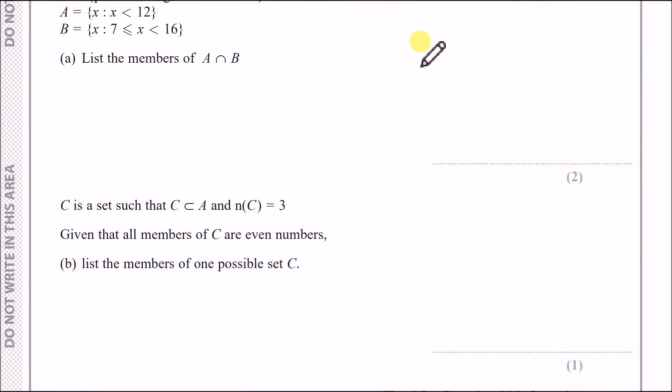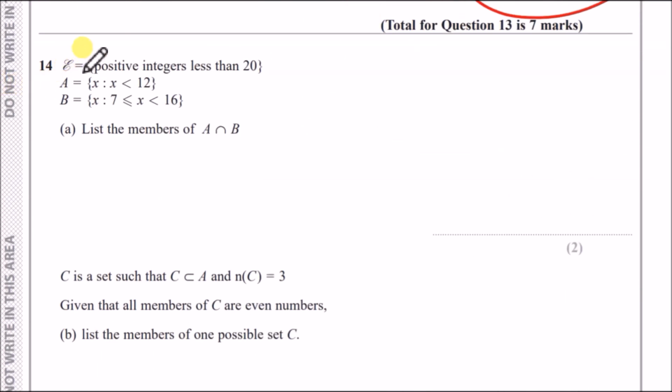Now, question 14. So it says that we got this symbol, which is actually called the universal set, by the way. This means all the numbers we're allowed to use in this question. So it says that we can only have positive integers less than 20.